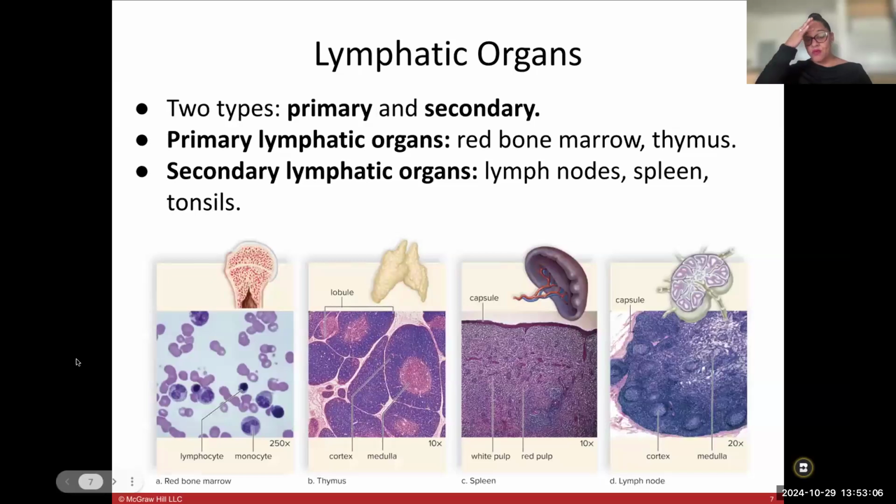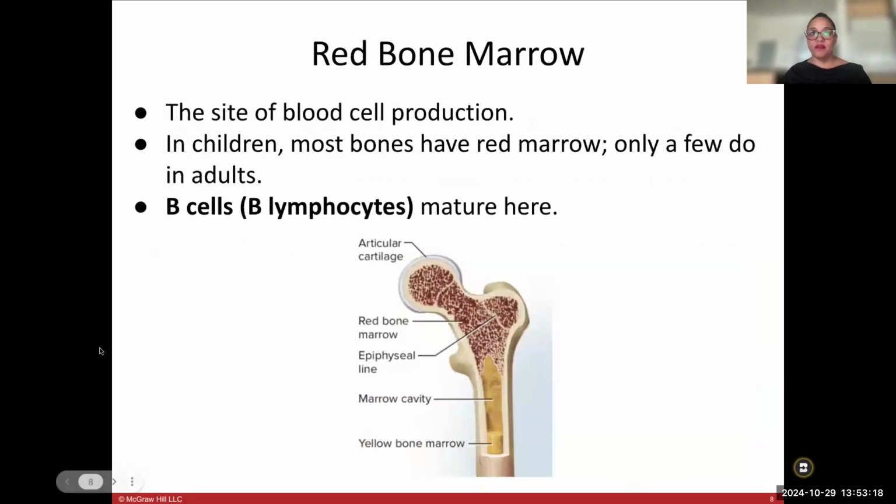There's two types of lymphatic organs, primary and secondary. The primary lymphatic organs are red bone marrow and the thymus. The secondary lymphatic organs are lymph nodes, the spleen, and the tonsils. We'll talk about the differences between all that.